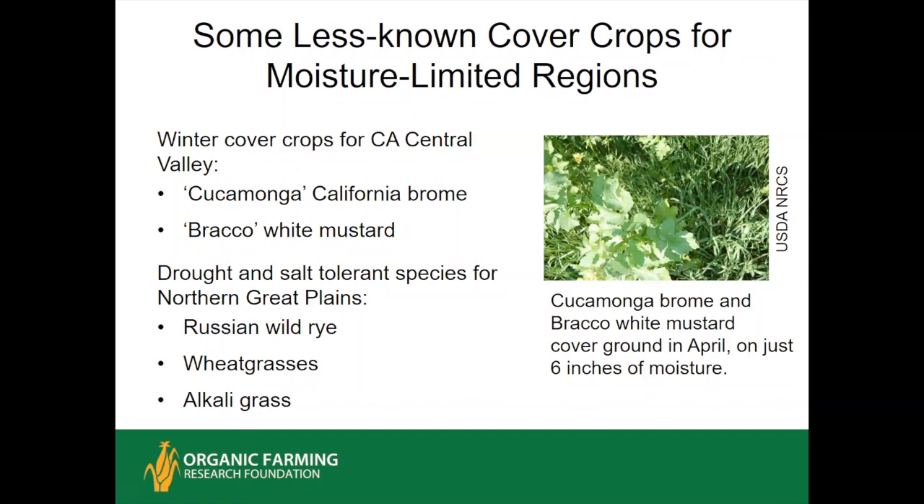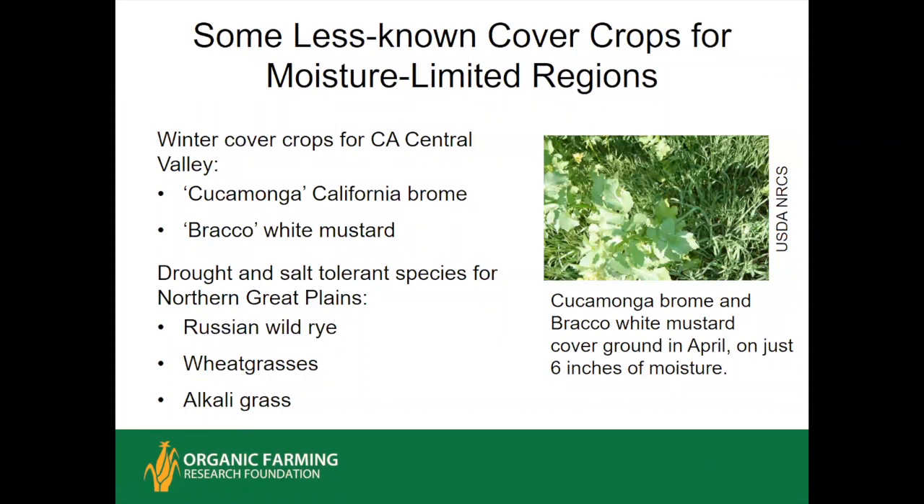Yeah, they irrigated in October, planted in November, and they planted triticale, Braco white mustard, Cucamonga California brome, and also something called Blando soft brome. And then there was a barrel medic. All of these are known to be fairly drought tolerant.